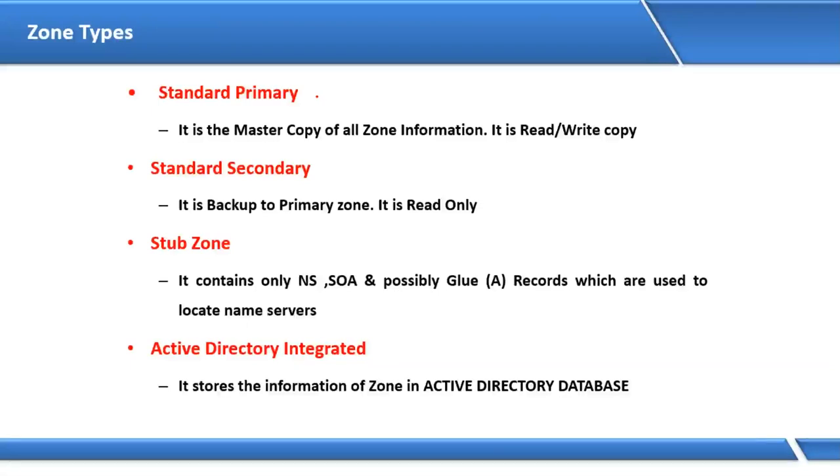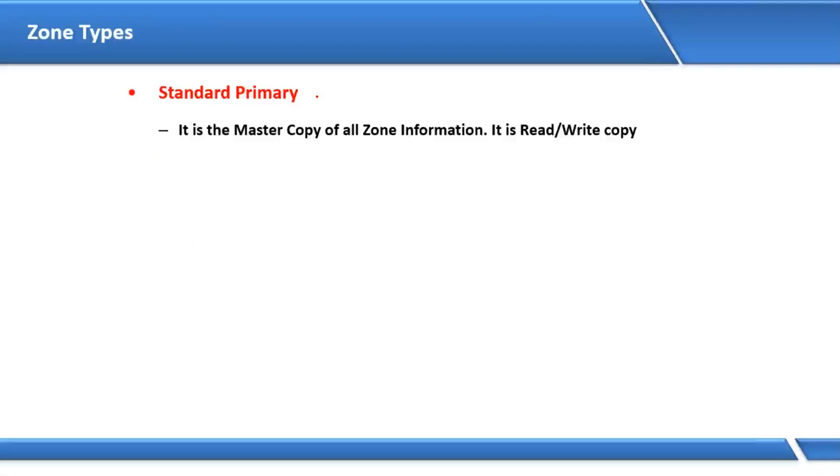And this zone has read and write options, meaning we can create records inside the zone, delete the records, and modify the records, right? Today we are discussing only how to create the standard primary zone in our DNS server, in the forward lookup zone and in the reverse lookup zone. Tomorrow we'll see what a secondary zone is, what a stub zone is, and what an Active Directory integrated primary zone is. So please write down this one.